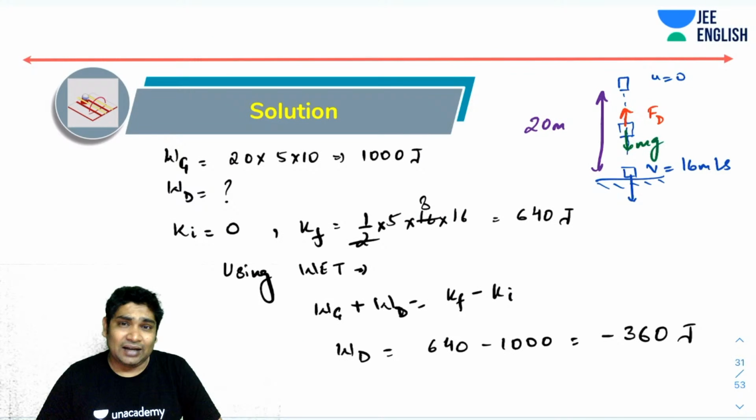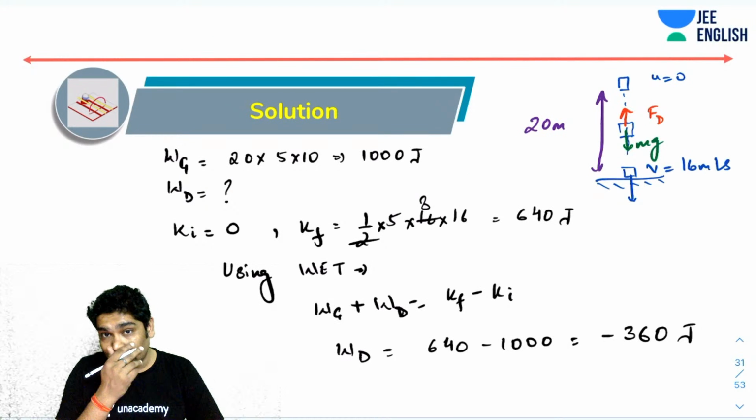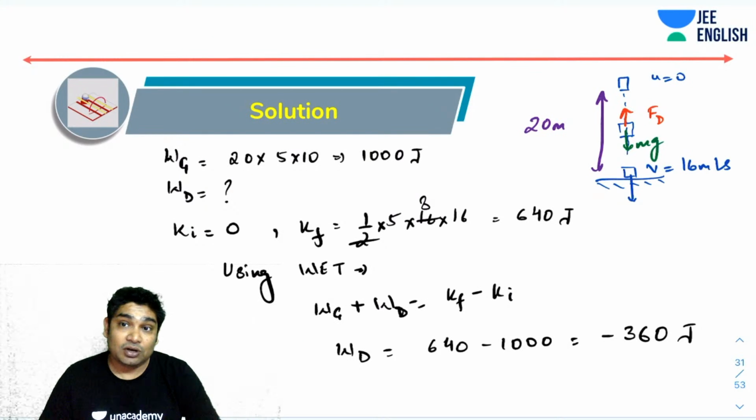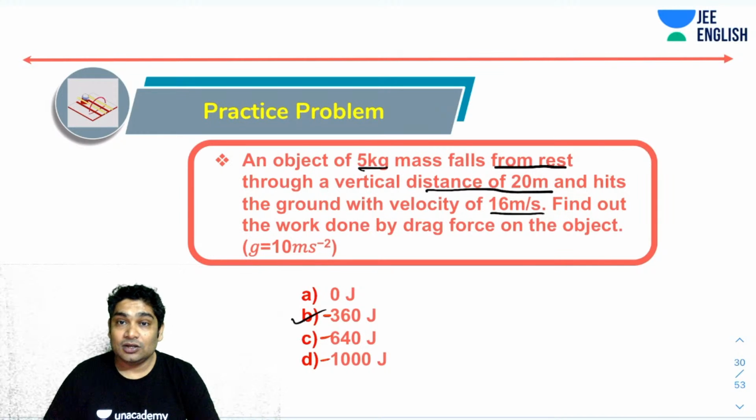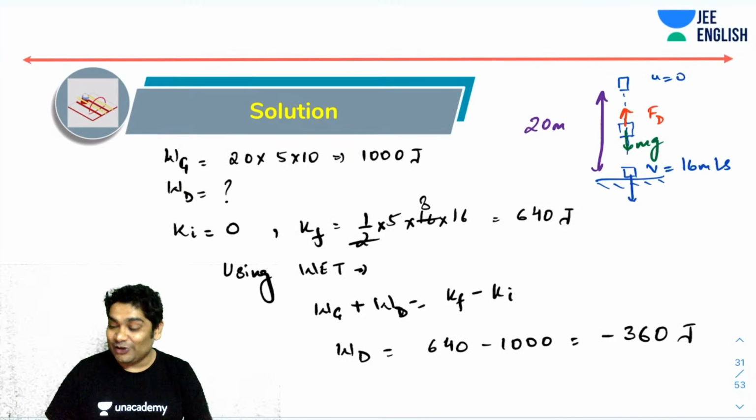So I'm assuming that they only asked about the magnitude, that is why we marked 360. Otherwise it should technically have been given with a negative sign. So let's just add negative signs here for all our options. Okay. So very well done, AP. That is how you would have done it.